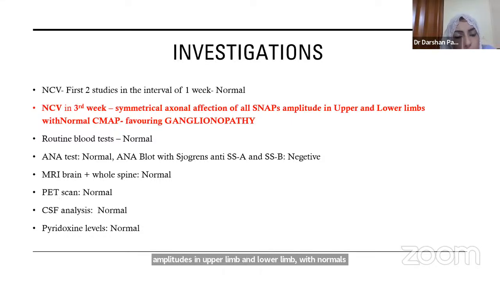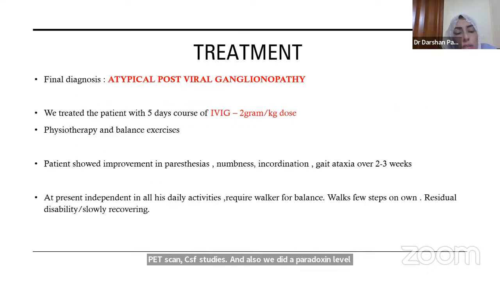The rest of his examinations, like the ANA blot, tests for Sjogren's, his MRI brain with spine, PET scan, CSF studies, and also a pyridoxine level, all turned out to be normal. So we diagnosed him as a case of atypical post-viral ganglionopathy, and we treated him with a 5-day course of 2 gram per kg IVIG with physiotherapy and exercises.